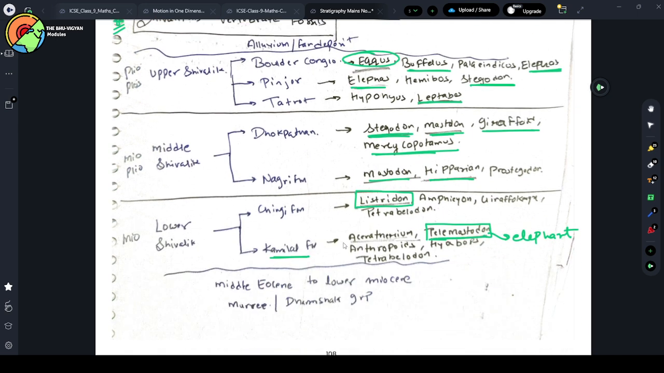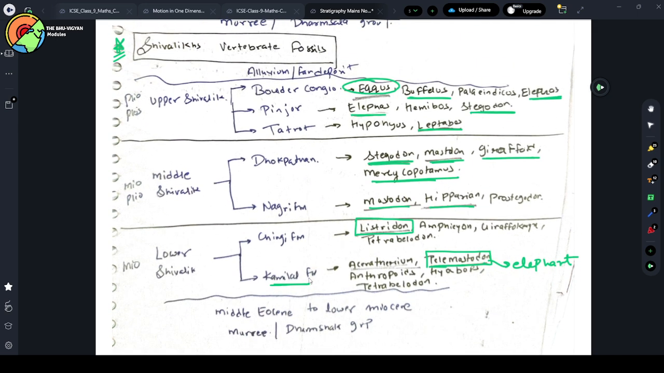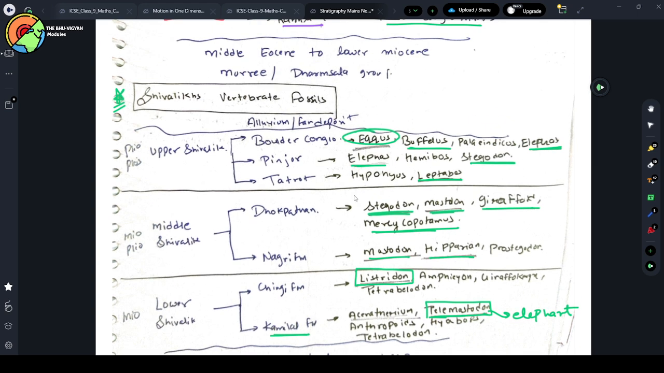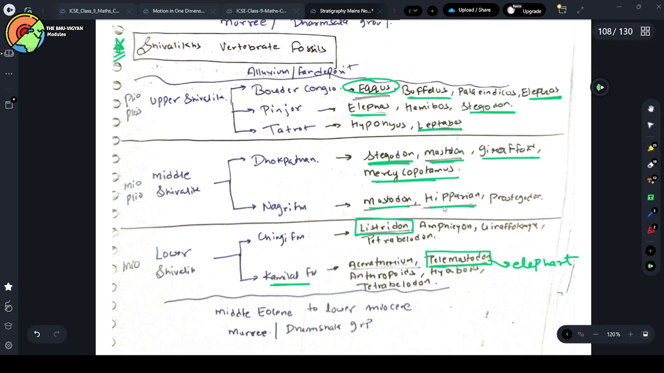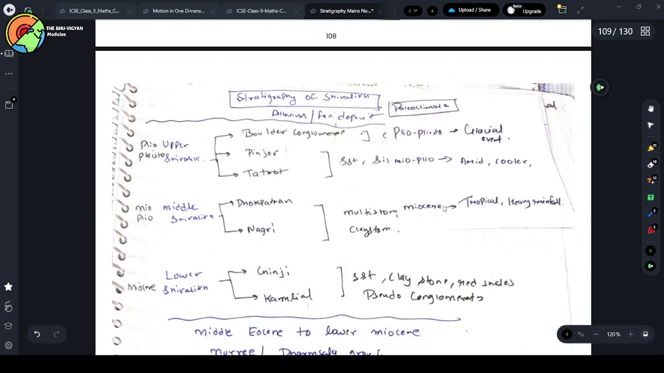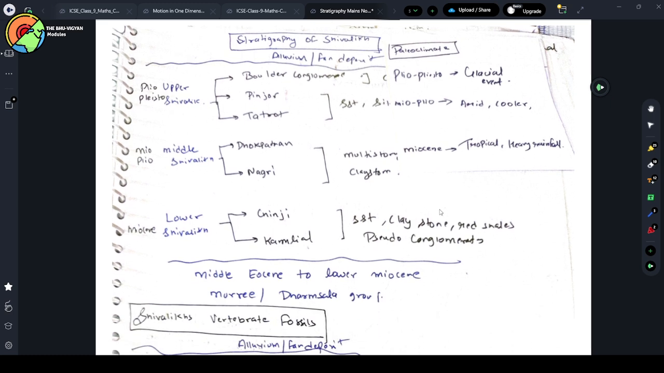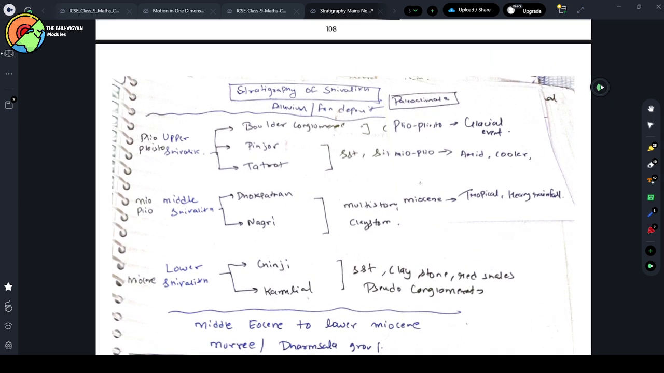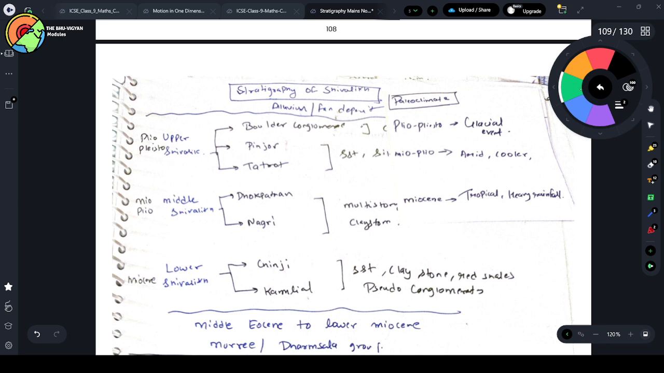So this is one of the most important slides. In Kamlial formation you can remember Telemastodon, in Chinji formation you can remember Listriodon, in Nagri formation you can remember Mastodon, in Dok Pathan Stegodon, Mastodon, Giraffoid, and Merycopotamus. In Tatrot you can remember Leptobos, in Pinjor Elephas and Stegodon, in Boulder conglomerate we get Equus and Elephas. So this is important. Okay, so this is the stratigraphy. And now if we talk about the environment, the climate at that time, what was the climatic condition at that time?